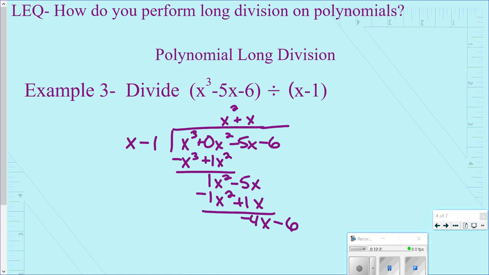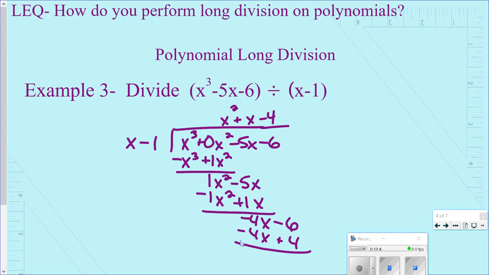So then x into negative 4x goes in negative 4 times. So negative 4 times x is negative 4x, and negative 4 times negative 1 is positive 4. I'm changing the signs because I'm subtracting, so adding the opposite, and negative 6 plus negative 4 is negative 10. So this one does not have a 0 remainder.